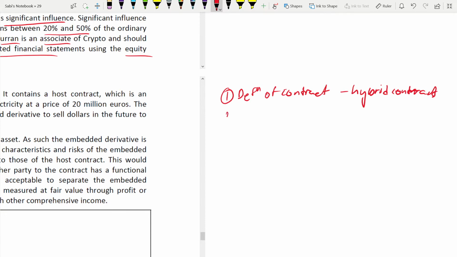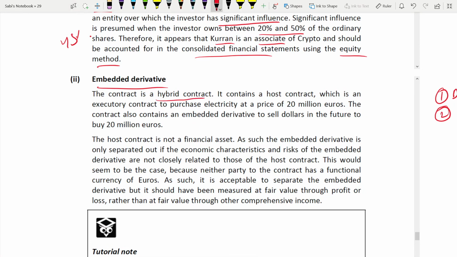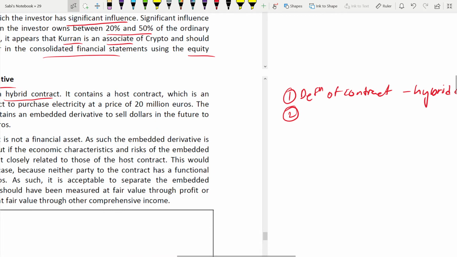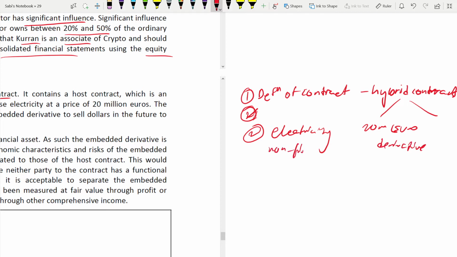Number two, the contract is a hybrid contract. They start with this. So in this contract, it has two things. This hybrid contract is split into two things. Okay, this will come as number two. What is it? One is the electricity. One is the 20 million euros. This 20 million euros is a derivative, and this electricity is non-financial. How do you deal with this?